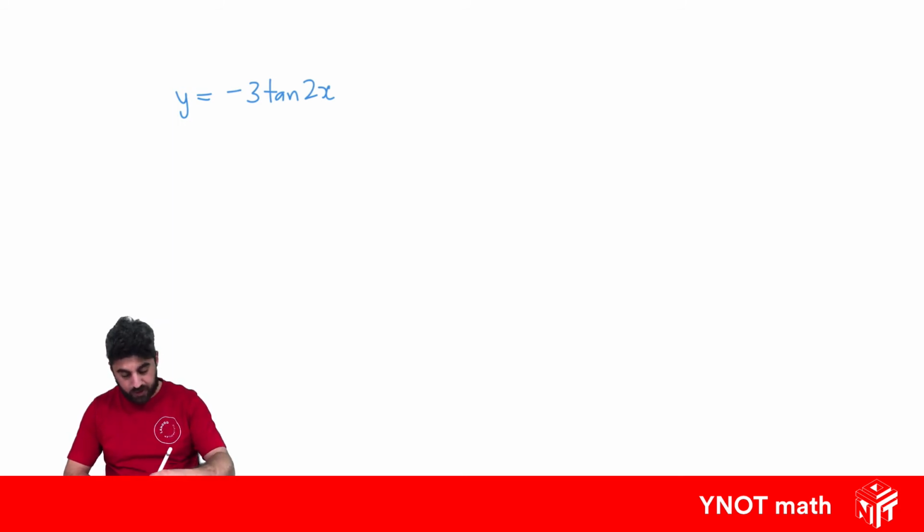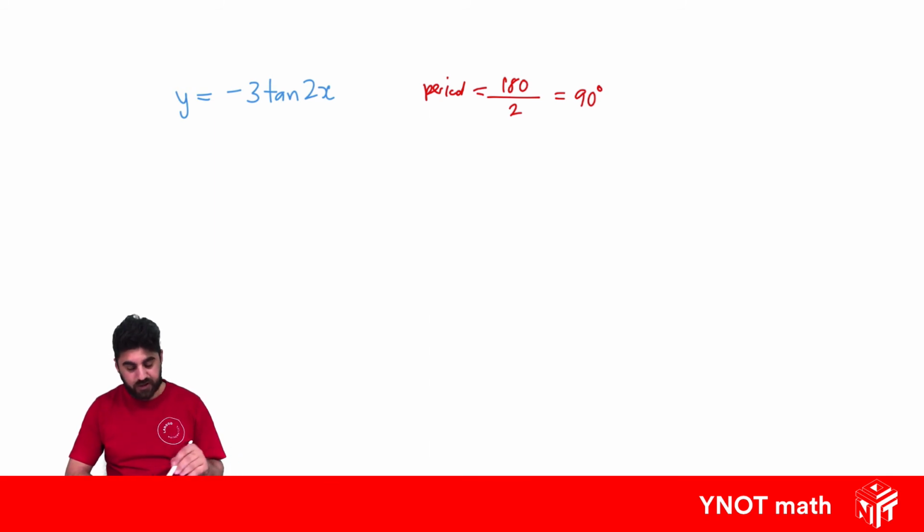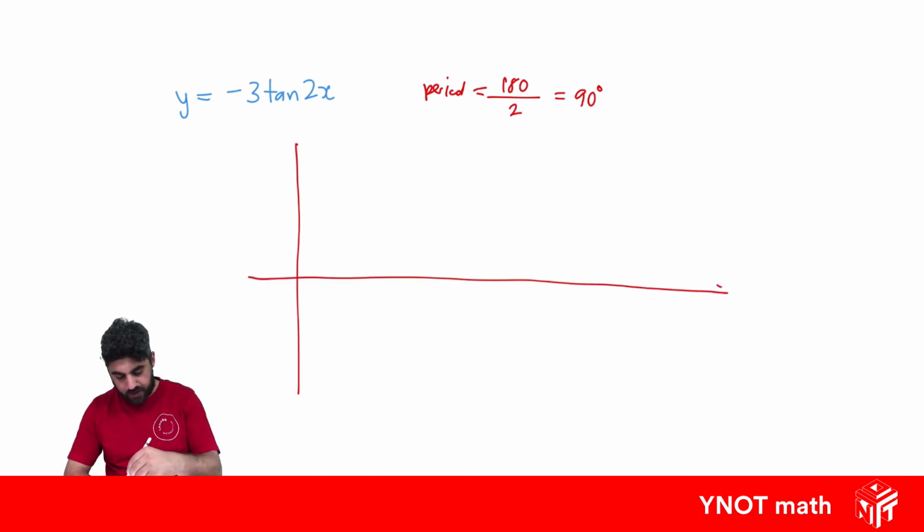Actually, because the period is 180, let's just write it out. So we know our period for a tan graph is going to be 180 divided by the coefficient of x, which is 2. So we're going to get 90 degrees. So we know every 90 degrees we're going to get one complete cycle of the tan graph. So let's draw this out.